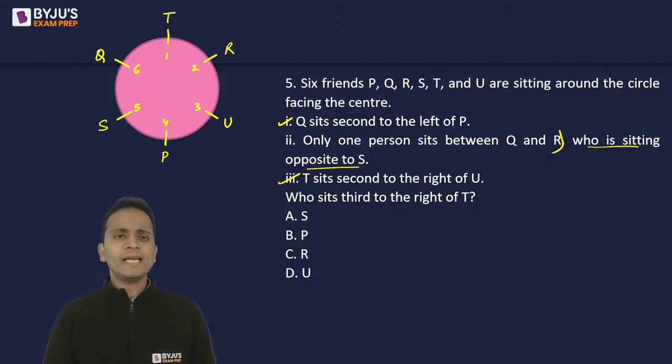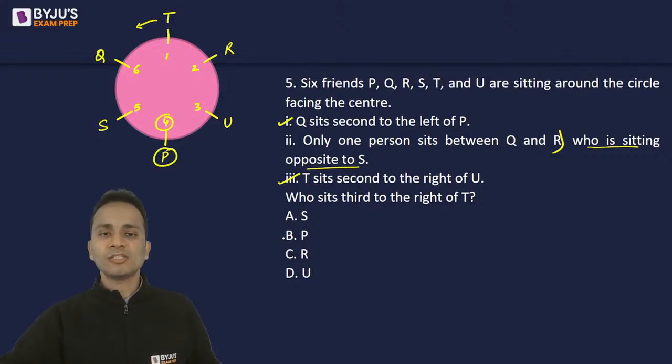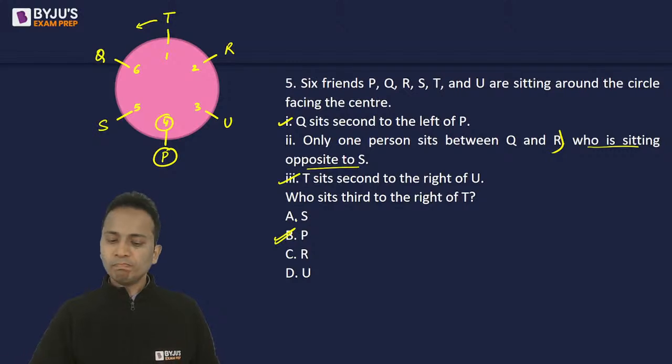Now third to the right in this case, so right of T will be this direction. Third will be chair number 6, chair number 5, and then chair number 4. So who is sitting third to the right of T? It will be P. That is option B. So option B is absolutely correct.